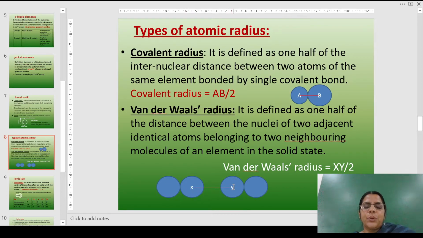When they are almost closer, a lot of other factors will come in. Here, if you take this, what we call electrostatic repulsion or other factors also come in. Hence this is the distance from here to here, x and y. Now the van der Waals radius is xy divided by 2.